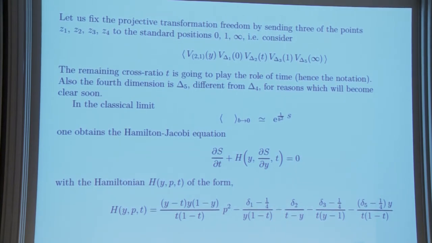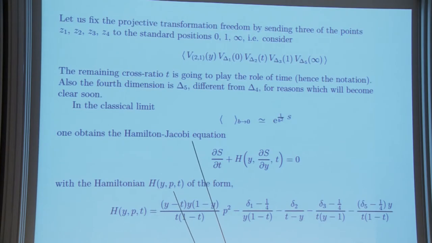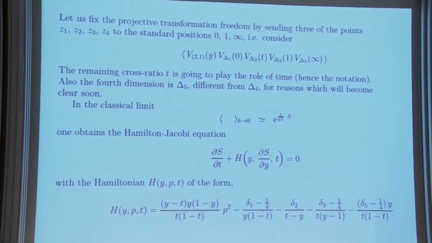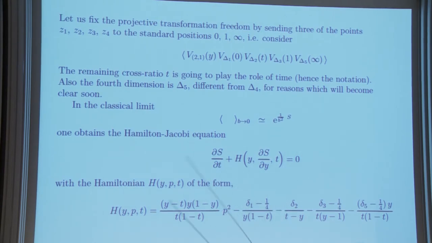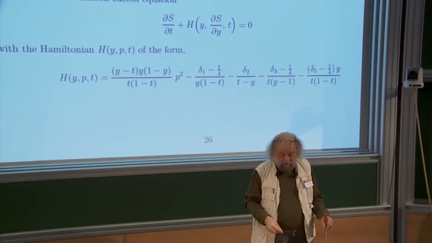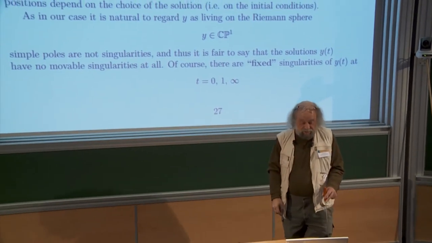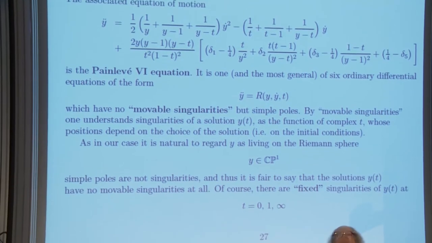That's my SL2 freedom. And one of the moduli is still there. That's the independent cross ratio. So I denote it t because it's going to play the role of time. So then the classical limit generates this Hamilton-Jacobi equation with this Hamiltonian. It may look ugly, but everyone who is familiar with Painleve equations would recognize that this is a Hamiltonian associated with the Painleve 6 equation.